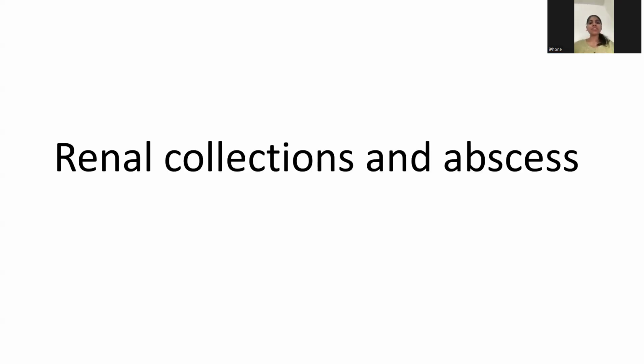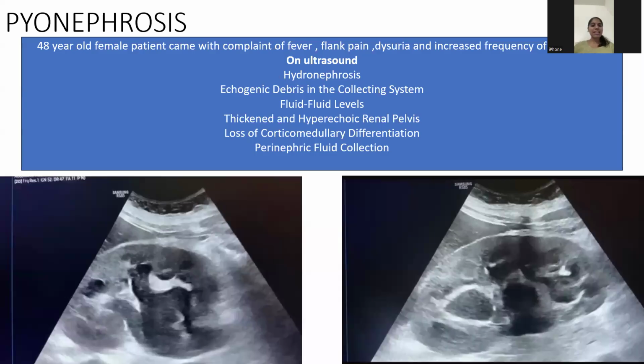Now, coming to some of the renal collections and abscesses, most of the patients with renal collections and abscesses present with fever with chills, decreased urine output, dysuria, and pus coming out in the urine, pyuria. So here is a case of a 48-year-old female patient who came to our department with complaints of fever, flank pain, and dysuria with increased frequency of micturition.